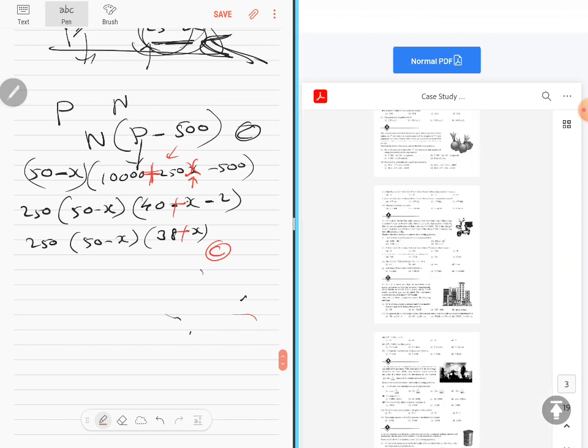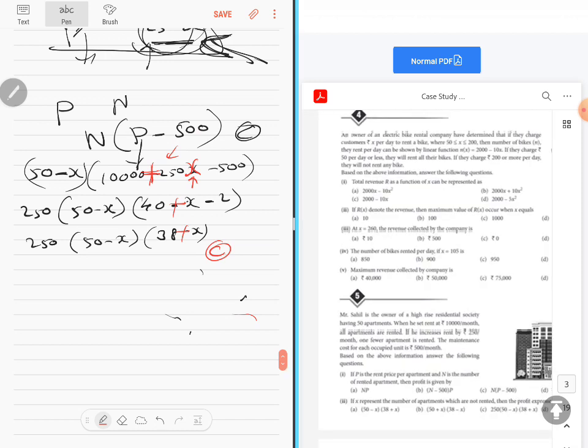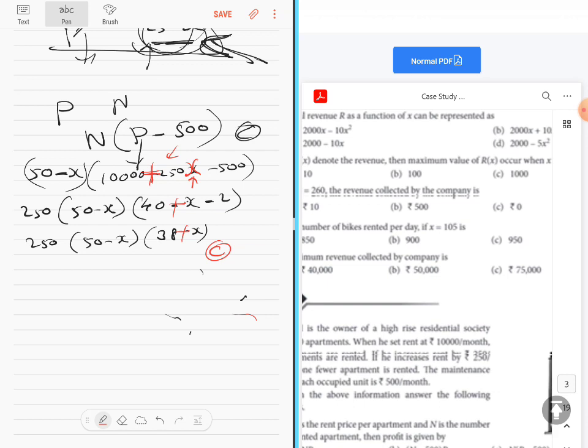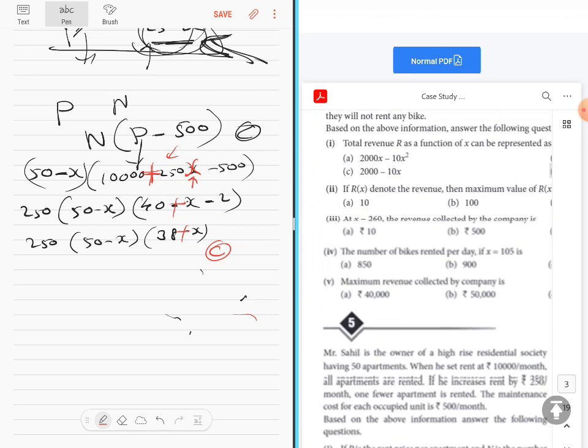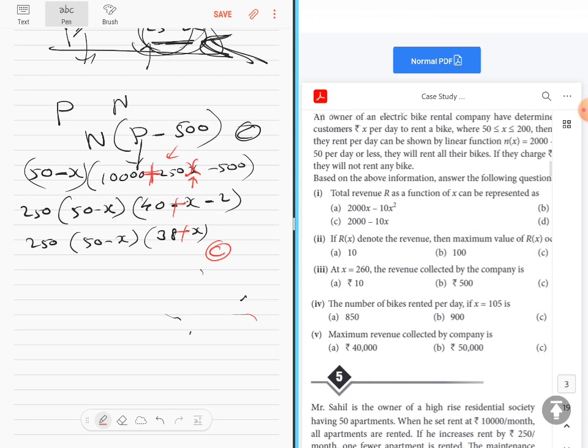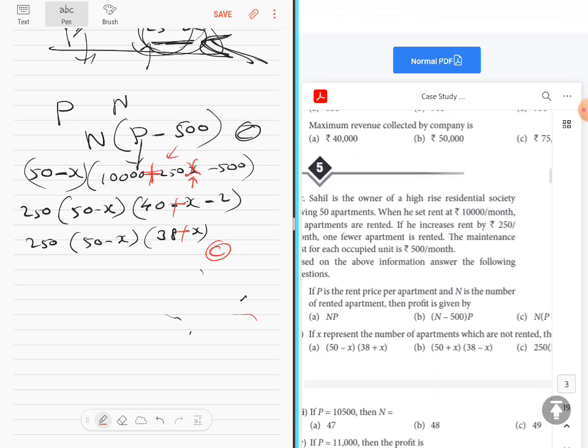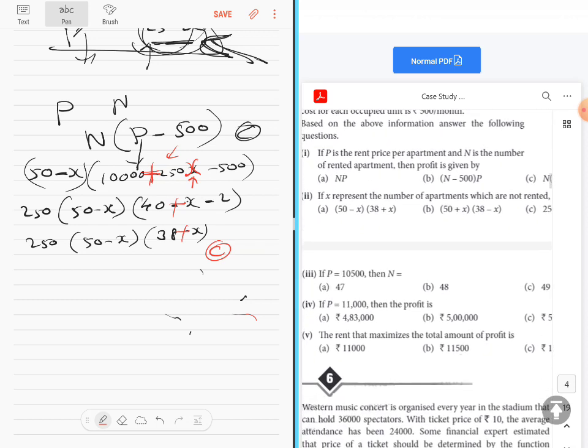Okay, so let's go to the next question. I'm struggling to do this because there seems to be some problem. So then look at the next question. If P is 10,500, then what is N? P is 10,500.